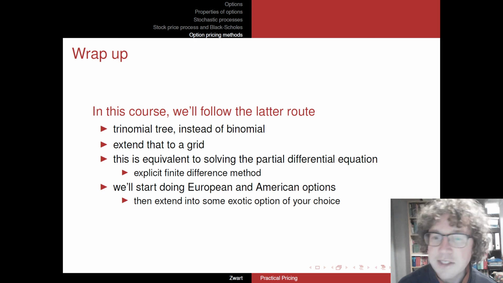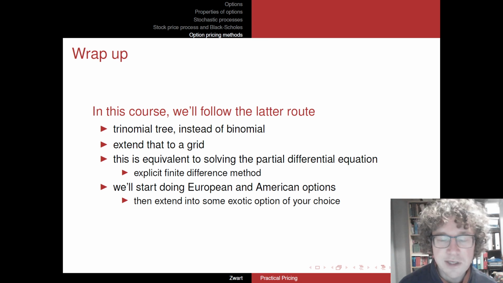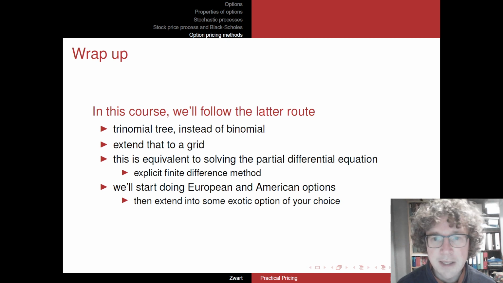That's not something we have to worry about, but you can show that this is equivalent to solving this partial differential equation, the Black-Scholes equation that I mentioned before, in a numerical fashion using an approximation which is known as the explicit finite difference method. So that's basically what we are coding in our Python course.